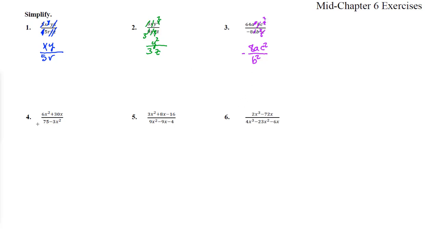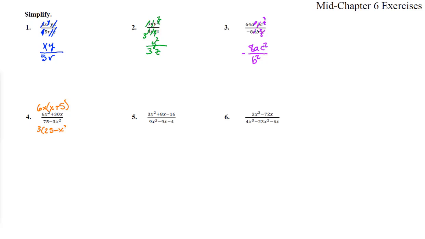Good. Number 4. Oh, this guy is not factored on the top or the bottom. We better look at that. This is 6x parentheses x plus 5. And on the bottom here we have 25. No, what am I thinking? Oh, there's a common factor here. We've got to have 3.